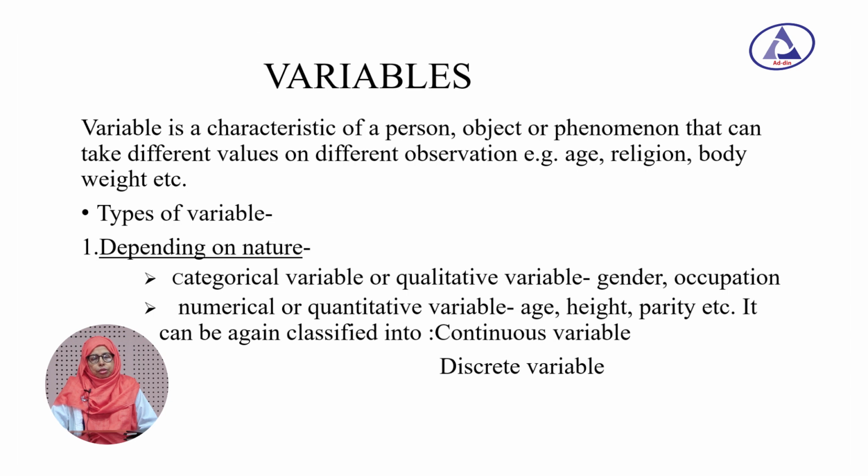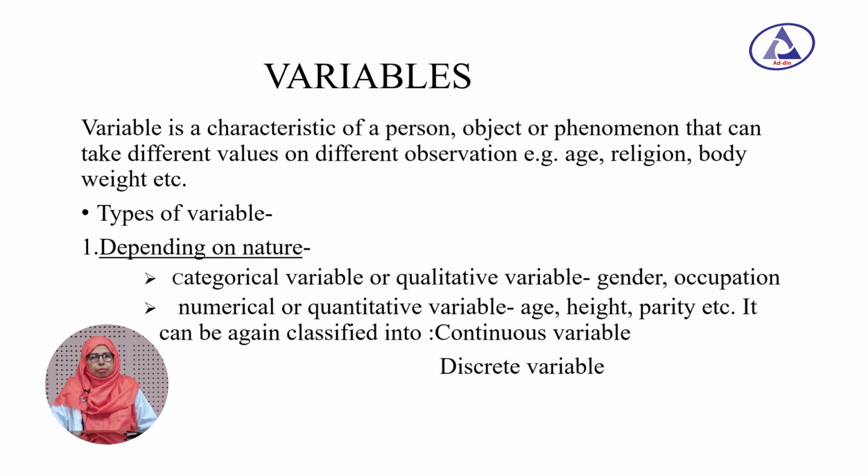Continuous variables are those that have an infinite number of values and can take any value in an interval, so fractions are possible here. Like age in years, we can express as 1 year, 2 years, or 2.5 years, 3.5 years, etc. Height in feet, we can express as 5 feet, 6 feet, or 5.5 feet. So here fractions are possible.